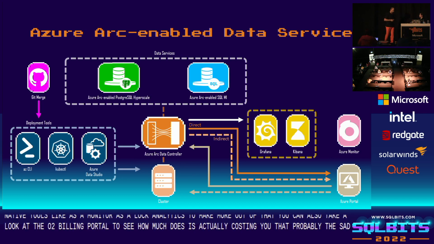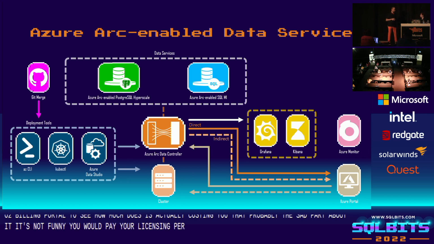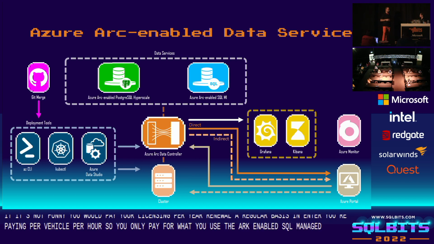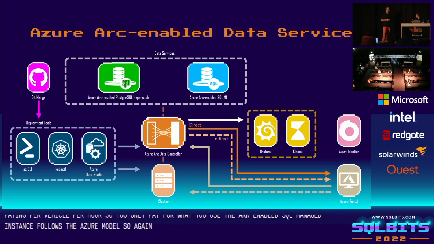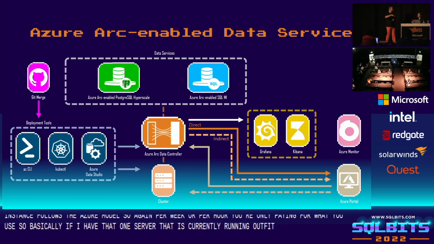It's not fun. So on the billing portion, just one quick note. In the traditional SQL Server model, you would pay your licensing per year, renew on a regular basis. In Azure, you're paying per vCore, per hour, so you only pay for what you use. The Arc-enabled SQL Managed Instance follows the Azure model. So again, per vCore, per hour, you're only paying for what you use. So basically, if I have that one server that is currently running a perpetual Enterprise Edition, but I only need it once a month, that might even be a use case to just get an MI, and just pay for that single day or even single hour?